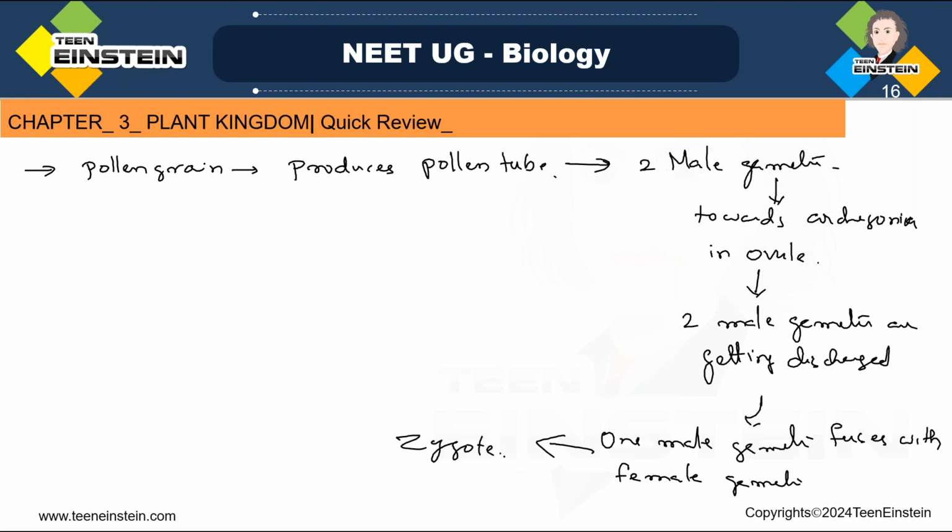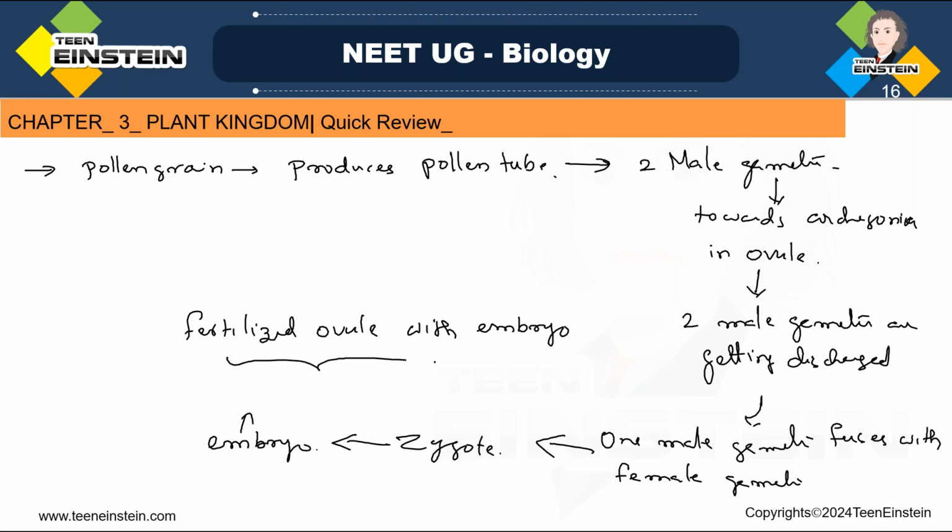Here zygote is getting formed as a result of fertilization, and the embryo formation is also taking place within the ovule. So within the ovule, fertilization, embryo formation, everything is taking place. So the fertilized ovule which is having the embryo, that is called as seed.